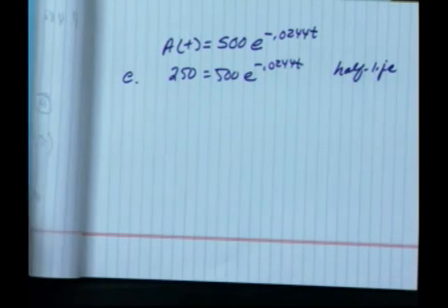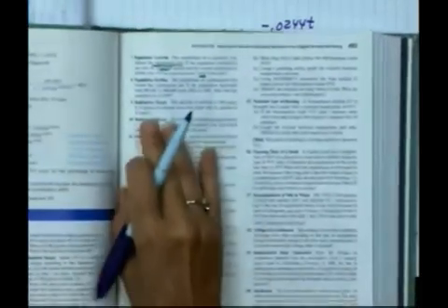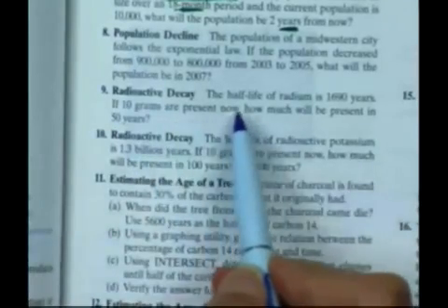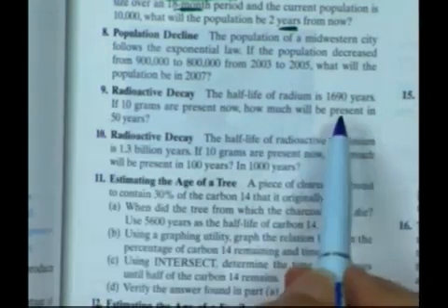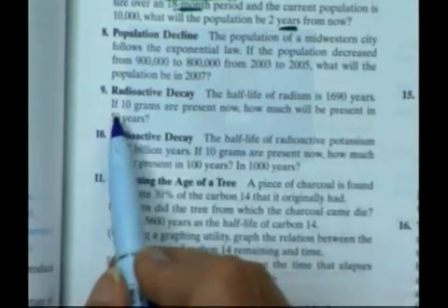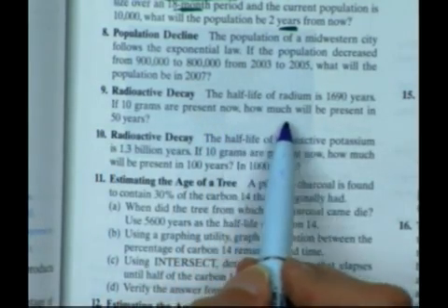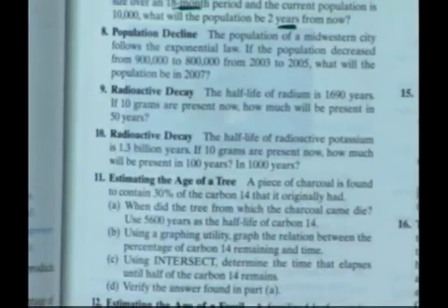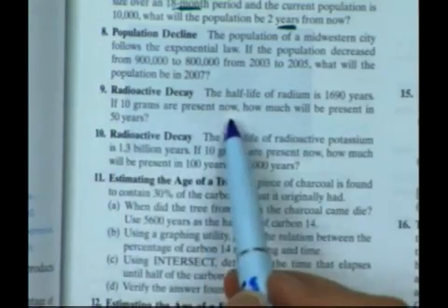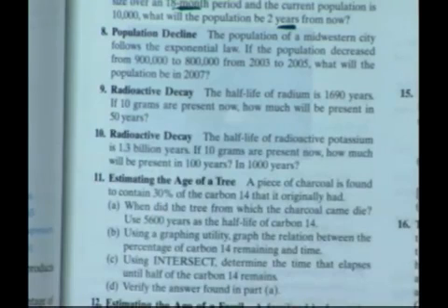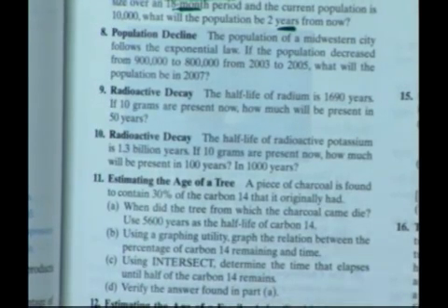All right, I want to look at the words in a problem that doesn't lead you through that so much. Okay, let's go to problem number 9. The half-life of radium is 1,690 years. It takes a while. If 10 grams are present now, how much will be present in 50 years? Okay, this is telling you that this is a radioactive decay. It tells you the half-life. It tells you initially how much you have, and you're going to be looking for how much is there in 50 years. Okay?